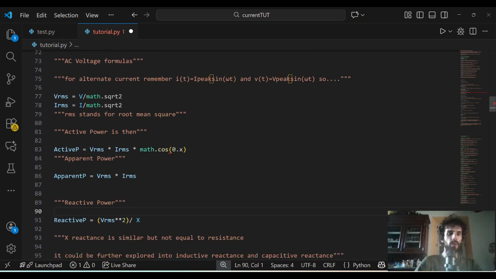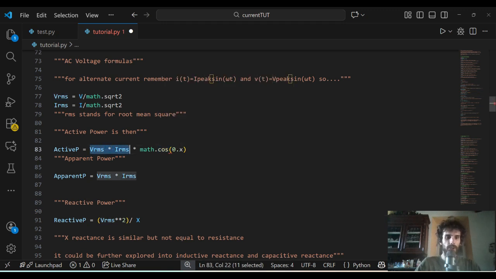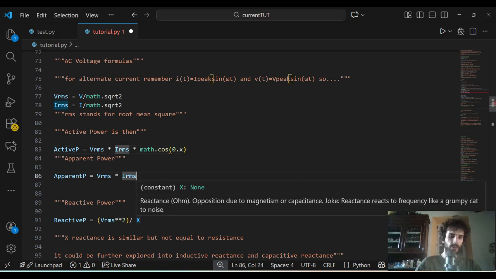Since we are talking about AC current and we said that we have a root mean square, we must remember about active power and reactive power. So active power is the multiplication of the two root mean squares of voltage and current multiplied by cos phi, which is a number that will be between 0.9 and 0.95. Reactive power is calculated differently.